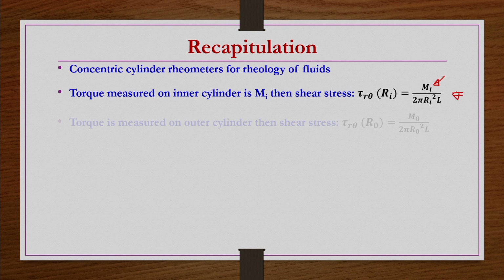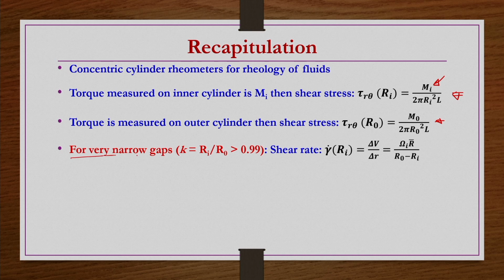If the torque is measured on the outer cylinder, then the shear stress can be calculated using M naught divided by 2 pi R naught square L. M naught is the torque measured on the outer cylinder, R naught is the radius of the outer cylinder, and L is the height of the cylinder. In these concentric cylinders, the annular space can be very narrow.